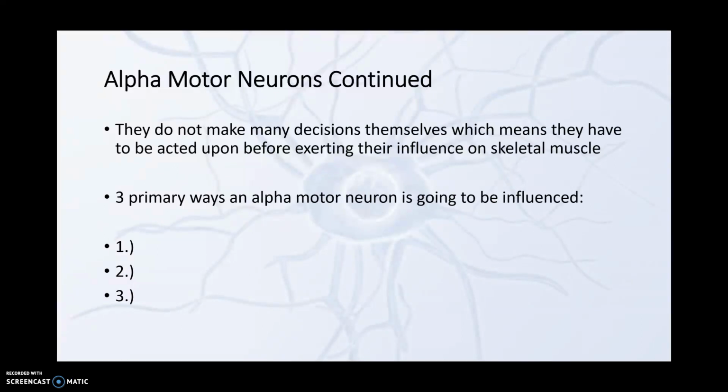Okay, so alpha motor neurons do not make any decisions themselves, which ultimately means that they have to be acted upon before exerting their influence on skeletal muscle. So they're going to be activated or acted on three different ways. Three primary ways an alpha motor neuron is going to be influenced. One is by primary sensory afferent fibers. So this is coming off of our dorsal root. Two are descending pathways coming down from the brain. So this will come onto the alpha motor neuron and will dictate what it's going to do. And three are interneurons, a neuron which is confined to our gray matter. And this is ultimately our most common way.